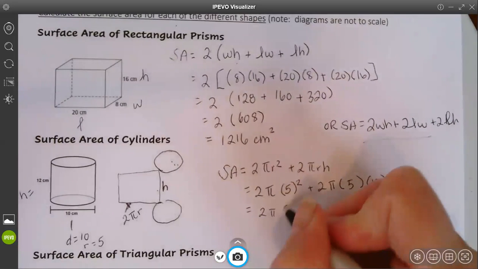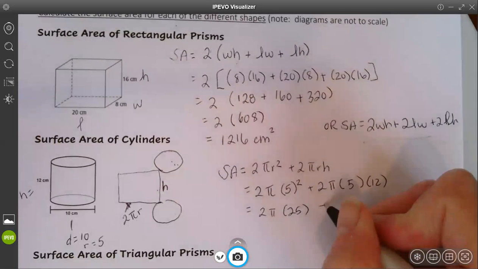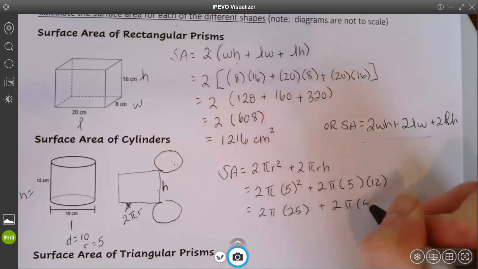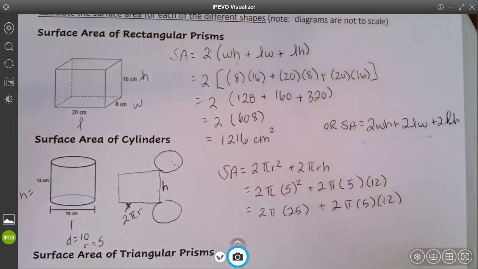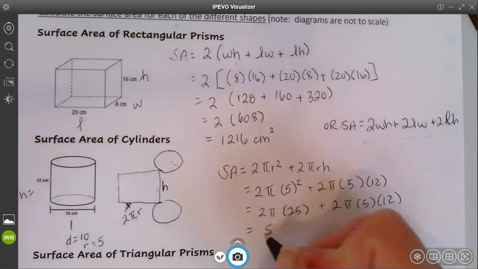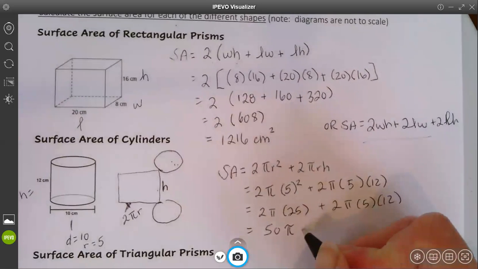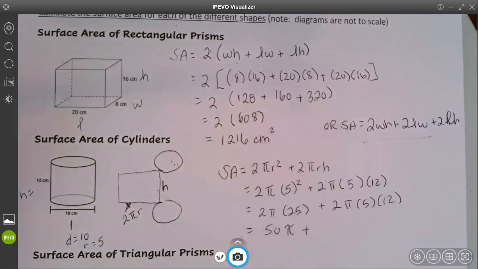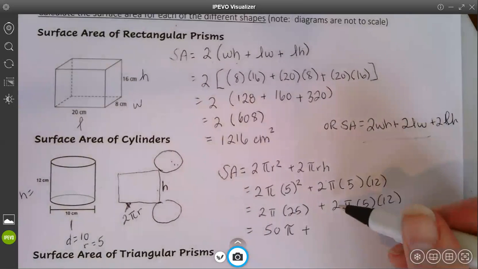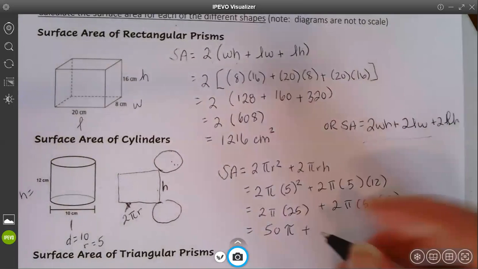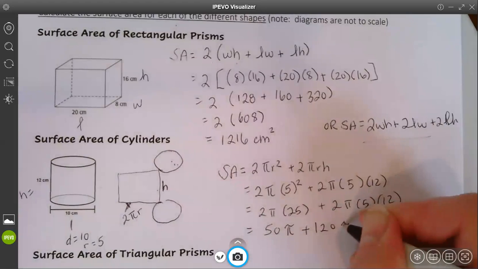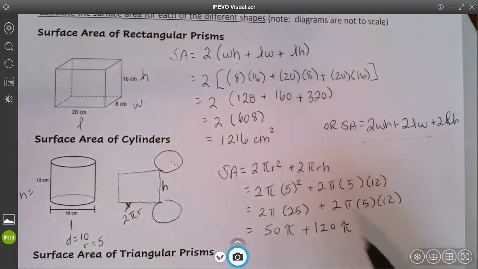So I take care of the exponents first. Okay, so I am taking care of the 5 squared, and now I'm going to do all my multiplying first. So I multiply the 2 and the 25, that will give me 50 pi. Now I know that I need to multiply in the pi, but I'm just holding off for a minute. So 2 times 5 is 10, times 12 is 120 pi.